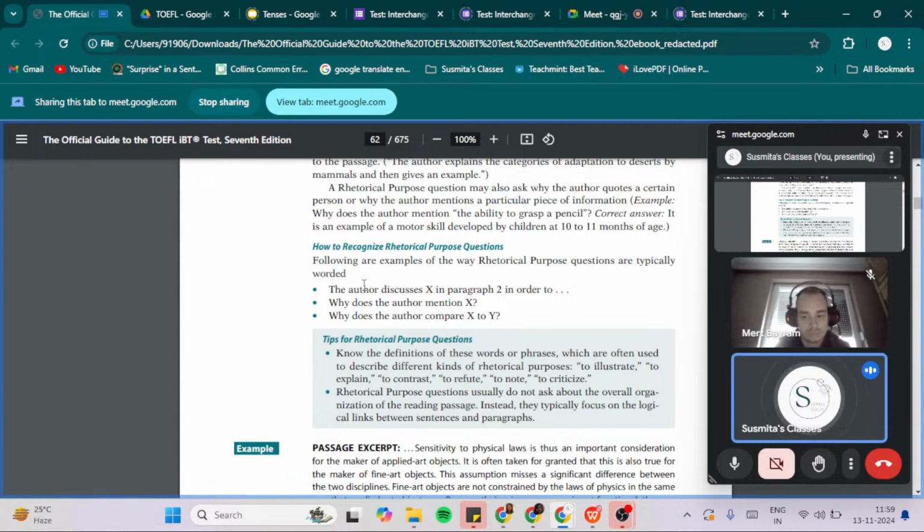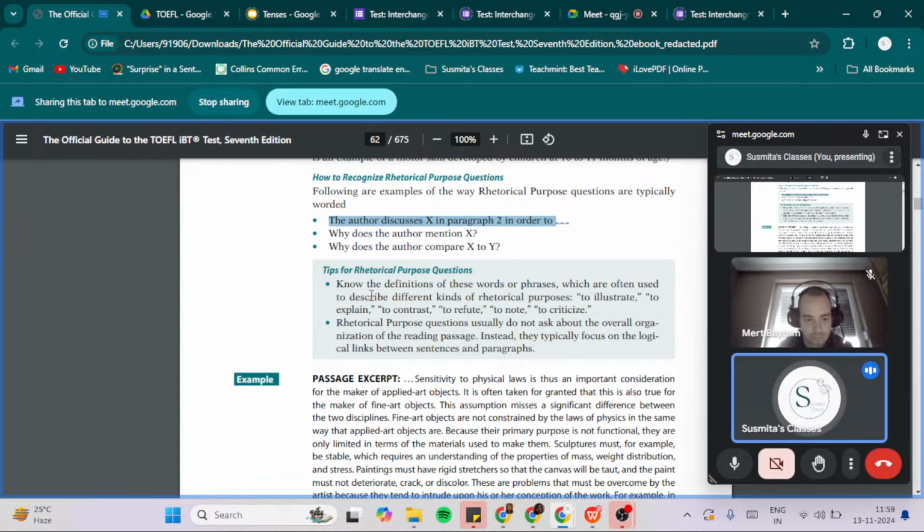Okay. Over here, the question might look like the author discusses, say, topic X in paragraph 2 in order to, and then you would be given four options. Why does the author mention, like this, a sentence would be given. Why does the author compare, say, X to Y, a topic X to topic Y? And then you have to answer it correctly.